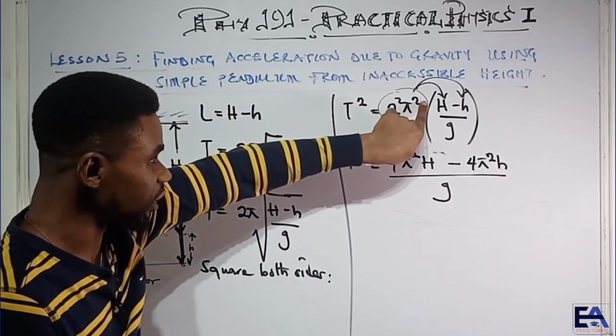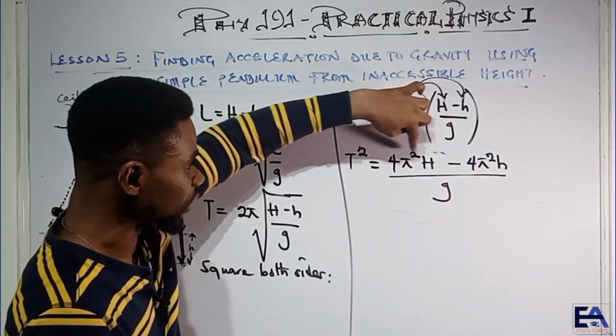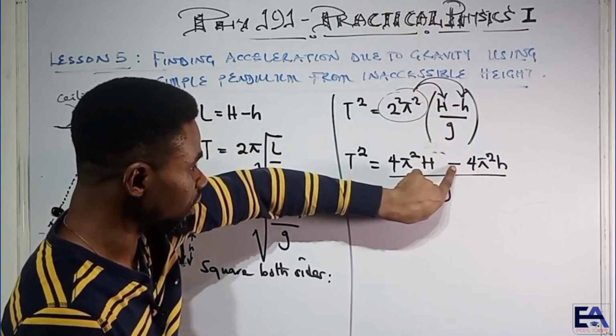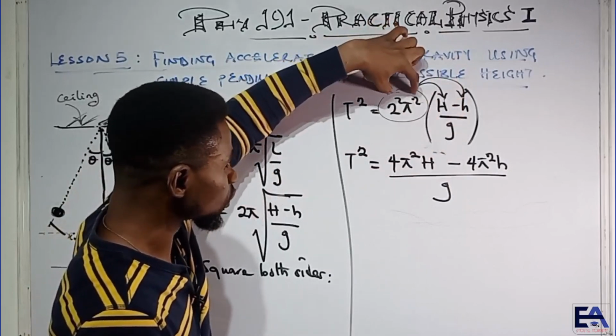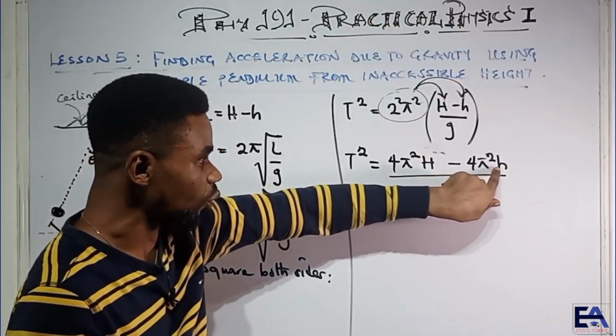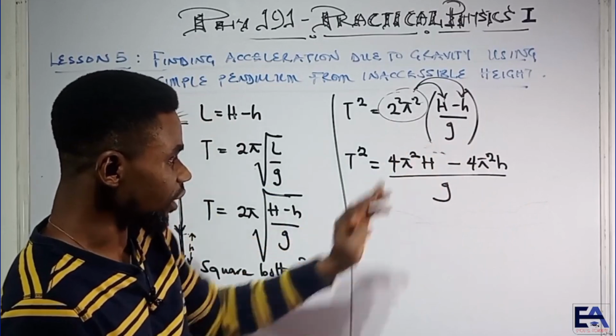Then with this pi squared, okay? So now the 4 pi squared multiplies H to give us 4 pi squared H. Then this minus is here. Then because plus times minus is minus, then 4 pi squared multiplies the small h to give us 4 pi squared small h, okay? Then over g, okay? Good.